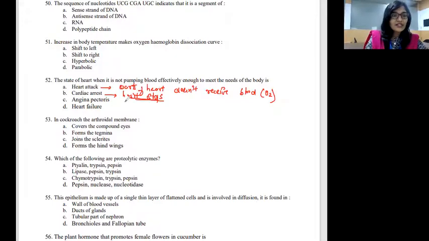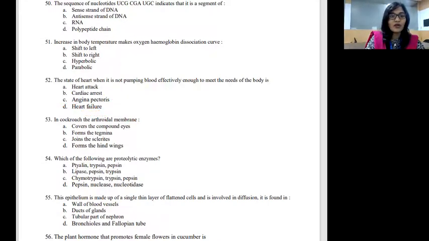So that is why it is cardiac arrest. Angina is a chest pain. And heart failure is the failure of the heart to pump, so the heart's pumping decreases. So what is the question here? It's going to be heart failure, the failure of the heart to pump blood. So it's option B.